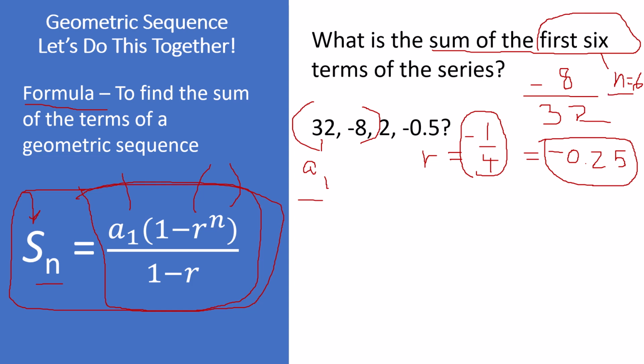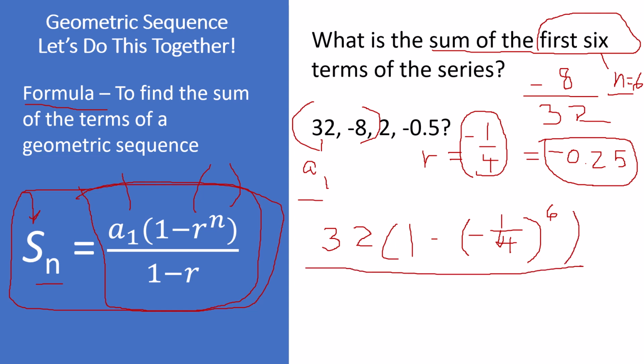So let's plug in a sub 1 into the formula. So we've got 32 times 1 minus r, and I'll just write it so that you can see it as negative 1/4. And we're going to raise that to the 6th power. Okay. And then divide that by 1 minus negative 1/4.